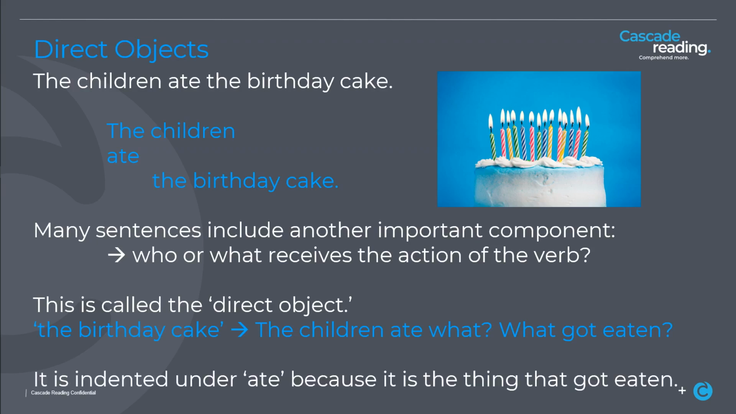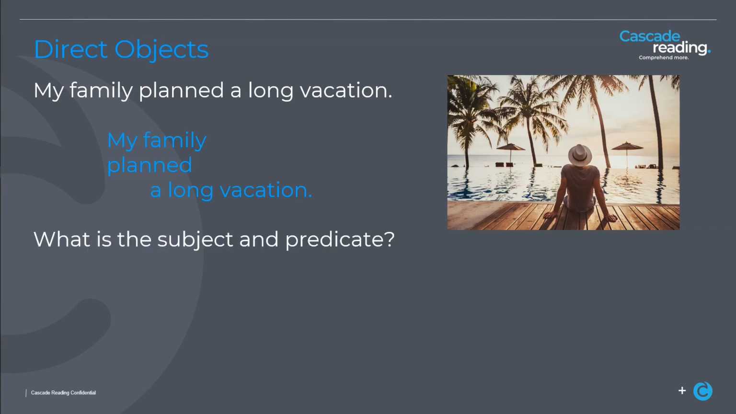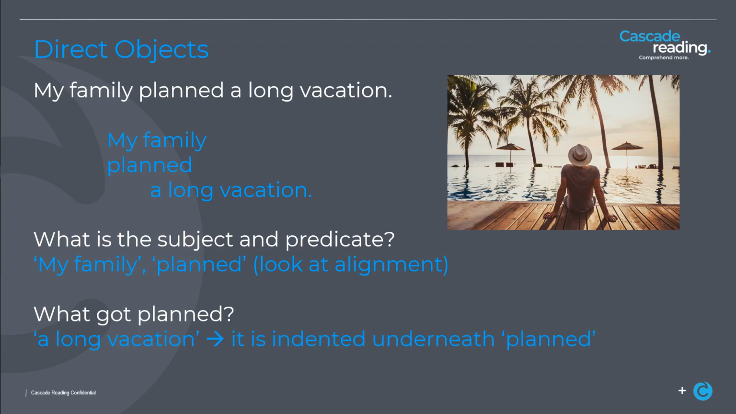In cascade format, it is therefore indented underneath the verb ate because it is the thing that got eaten. It describes what was eaten. Let's look at another example. My family planned a long vacation. In the cascade format, it would look like this. Looking at this sentence, what is the subject and what is the predicate? The subject of the sentence, my family, matches with the predicate planned. Now, what got planned? What got planned is a long vacation, and that is why a long vacation is indented underneath planned.